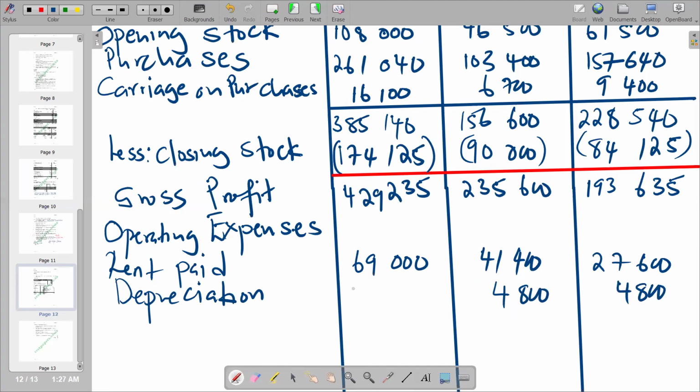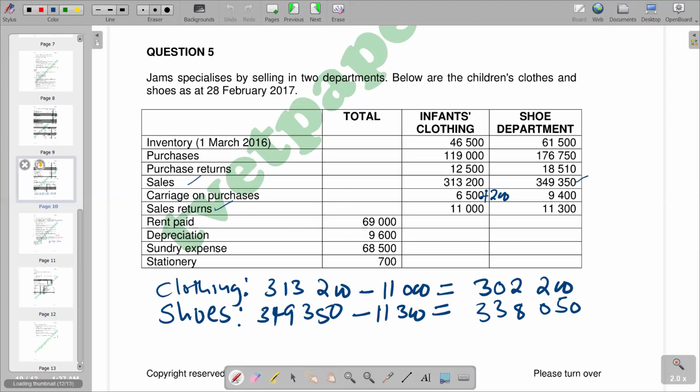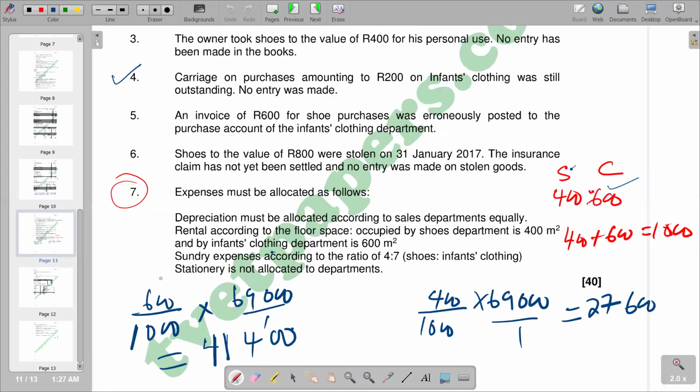Add the two figures, we get our total 9,600. We move on to the next one. From depreciation, we got sundry expense is 8,500. We check the allocation for sundry to 7, and that is shoes to clothing. So we can take note of that.